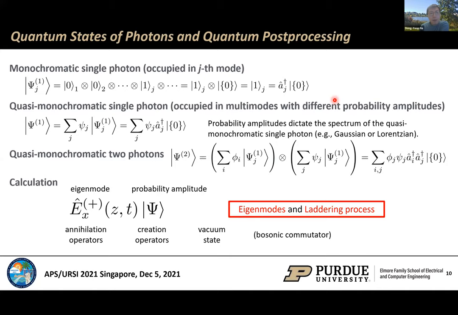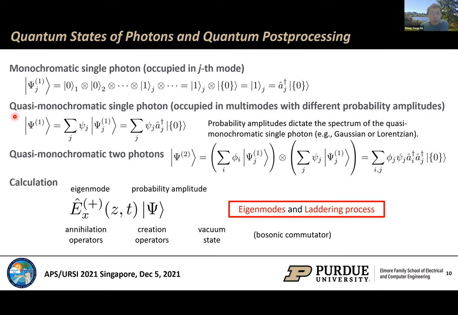Let me then describe how to model the quantum state of a single photon. We can start with the monochromatic single photon, meaning that the single photon occupies the jth eigenmode, noted by psi. This is just one photon occupying the jth mode, and you can also rewrite it as the creation operator acting on the vacuum state. The vacuum state refers to the state with no photon in any eigenmode, but the creation operator for the jth eigenmode increases the photon number by one, okay?